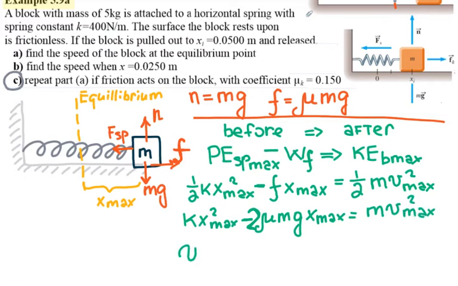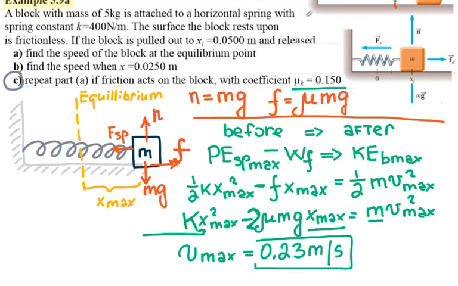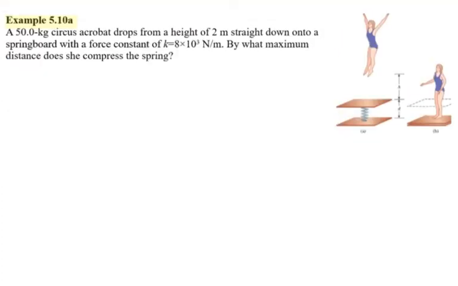So now for the maximum velocity, if I plug in all the numbers, this one is 0.05, this one is another 0.05, the mass is 5 kilograms, g is 10, mu is given as 0.15, and k is 400, and the mass again is 5. So if I plug in all my numbers, I get 0.23 meters per second in this case. So you have the lowest velocity in this case because the friction is involved and takes away some of the energy.